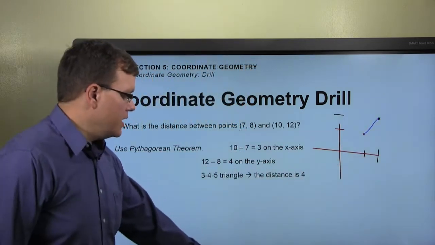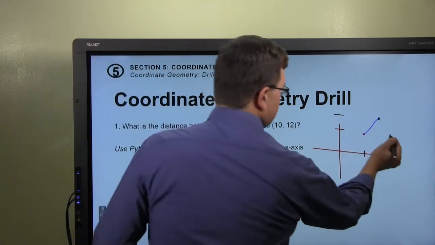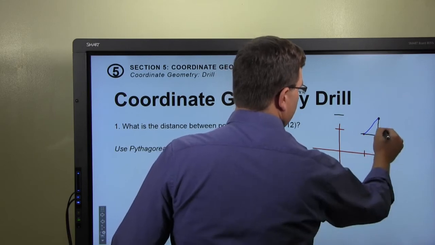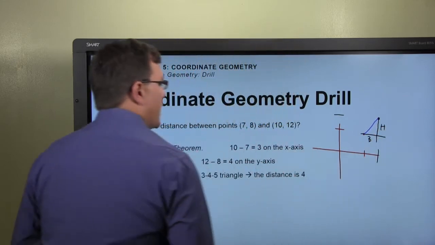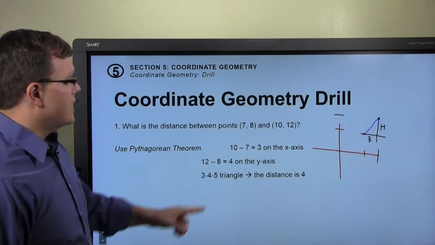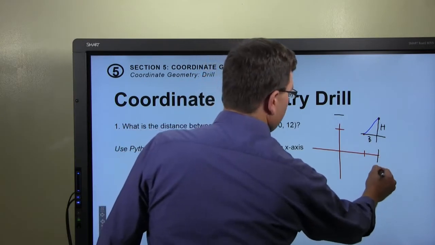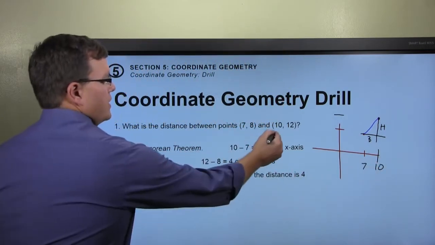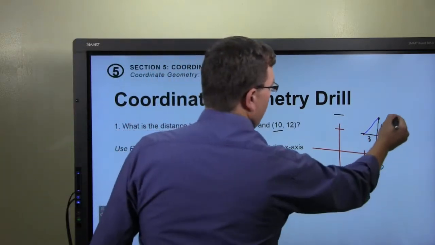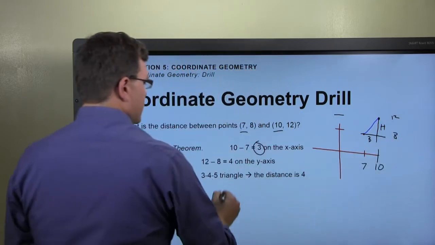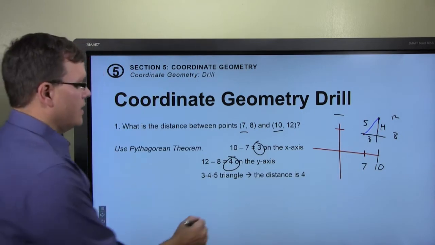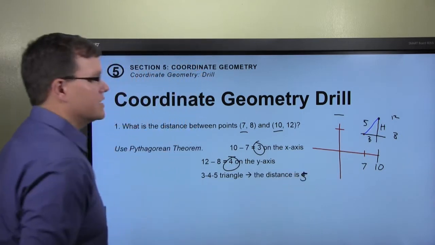Now, what we can do is find out the distance in terms of the x-axis and the distance in terms of the y-axis. Again, this is height, this is base, and we use the Pythagorean theorem. On the x-axis, we go from this point, which is 10, to this point, which is 7, right? So that's 3 on the x-axis. And then on the y-axis, we go from a high point of 12 to 8. So that's 4. So we have a 3, 4, 5 triangle, and the distance is 5.